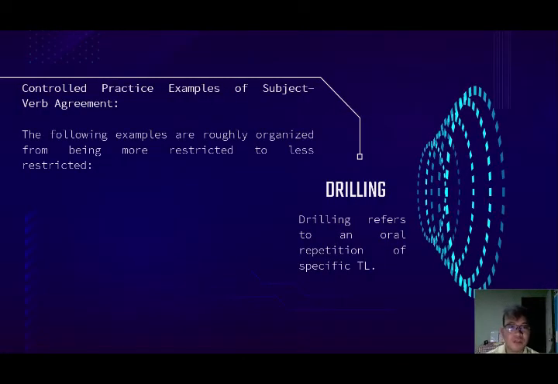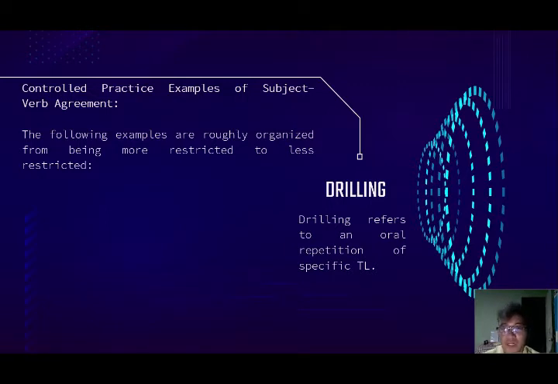Okay, let's proceed to the different controlled practice of subject-verb agreement. The following examples are roughly organized from being more restricted to less restricted. Meaning, I am starting with a more strict approach up to the lesser strict approach in subject-verb agreement. There are different ways wherein you could use controlled practice in English or in other disciplines, but this time let's focus on English.